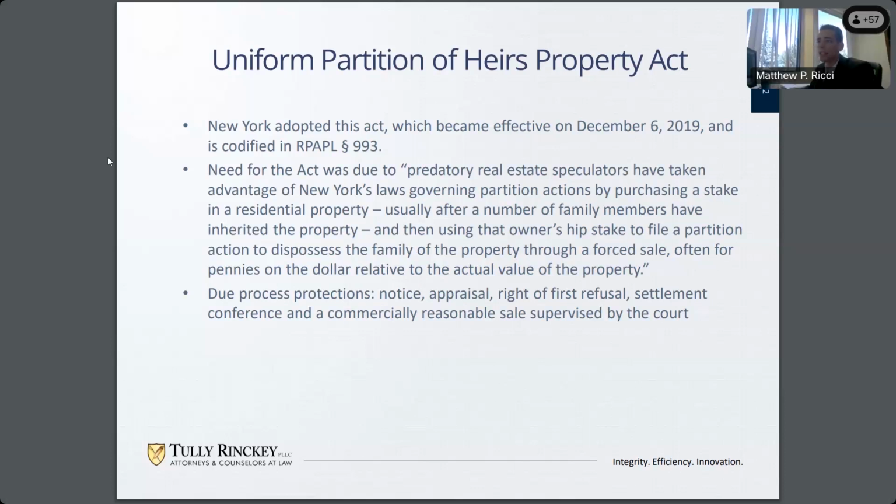Okay. Whenever you're ready. So, all right. Next section, dealing with the basic Uniform Partition of Heirs Property Act. It's actually something that has recently been developed in New York State law, adopted by New York, and it became effective on December 6th of 2019. This act is codified in the RPAPL in section 993.